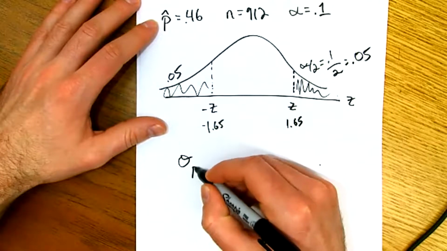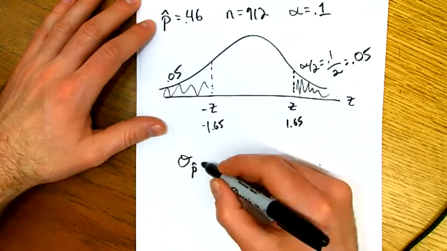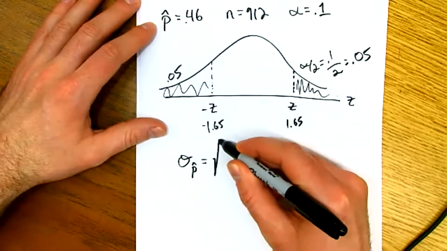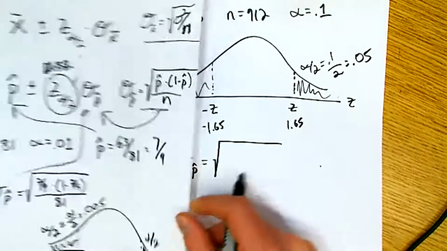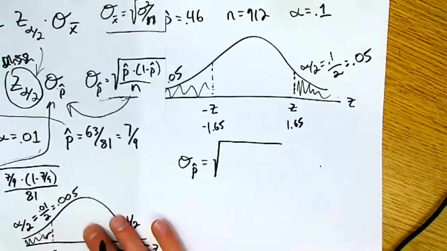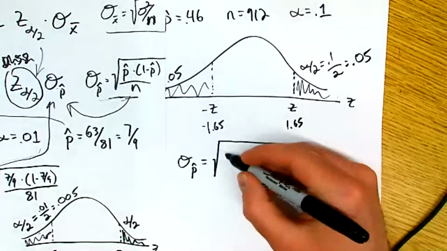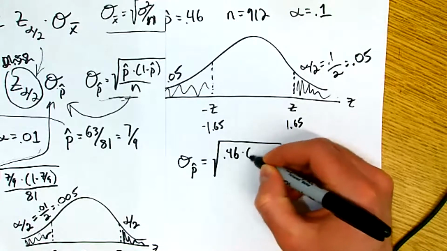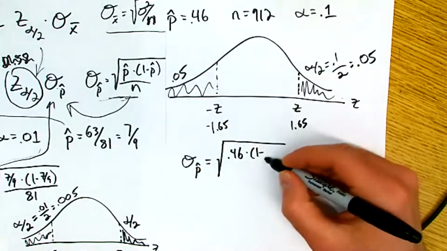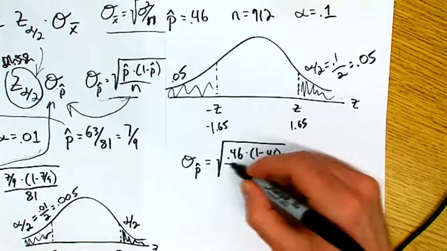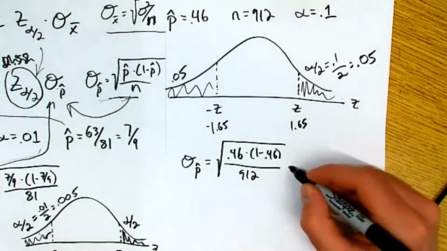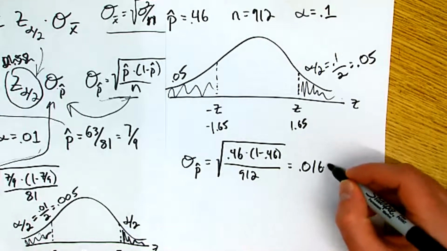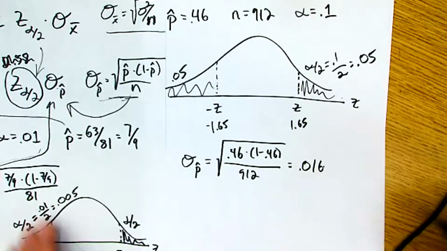What is the standard deviation though? Well, I haven't calculated that yet, but I know it's just the square root of, and as a reminder, we'll have it over here on the side, my sample proportion, so 0.46, times 1 minus my sample proportion, divided by my sample size. Okay. And I think this is like 0.016 something.